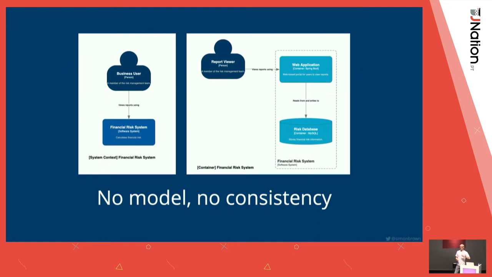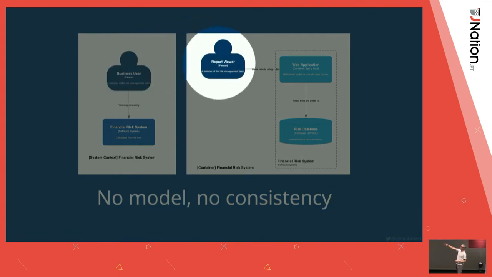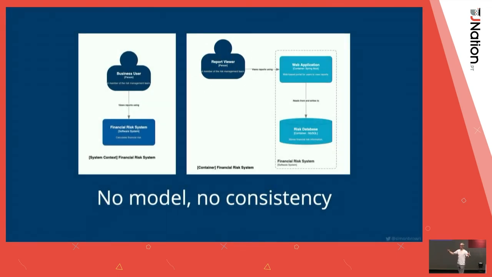These tools, again, they don't provide guidance. There's no consistency here. So something you'll notice with the C4 model diagrams is that if you have a context diagram, when you zoom in to draw your container diagram, you end up copy-pasting elements across both of your diagrams because you're showing the same things on both diagrams, of course. It's very easy to start misnaming things. So you'll notice here the business user versus the report viewer. Maybe that's the same thing, but somebody renamed it once and didn't rename it twice.